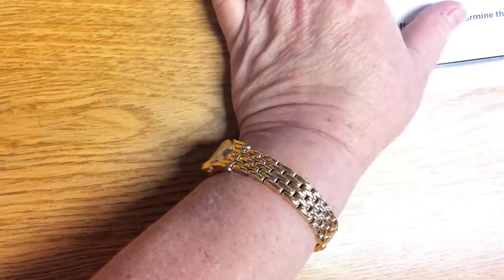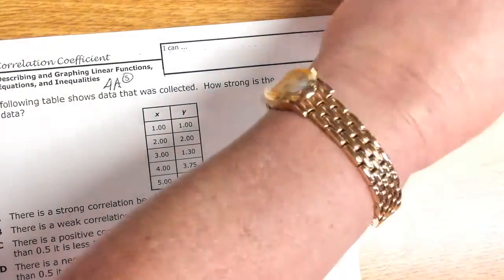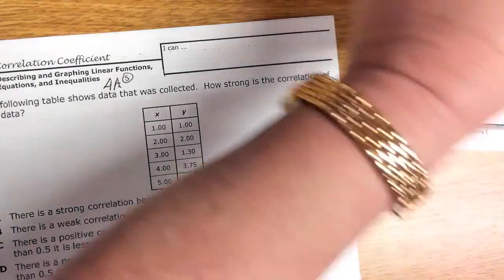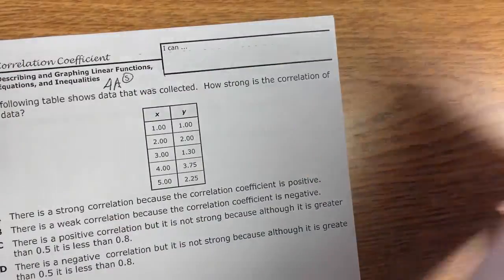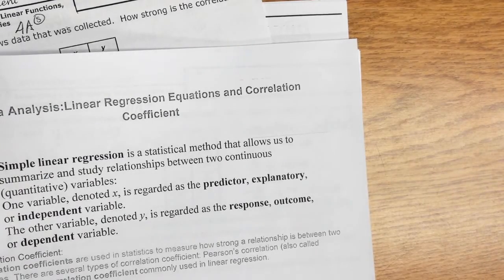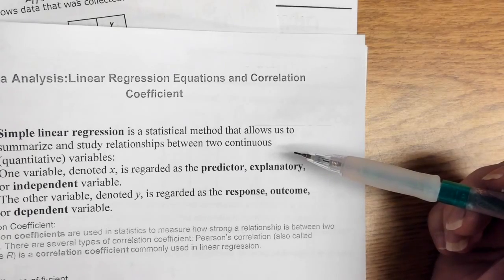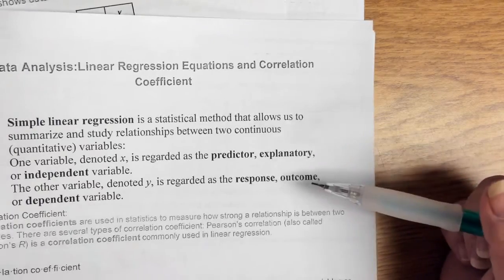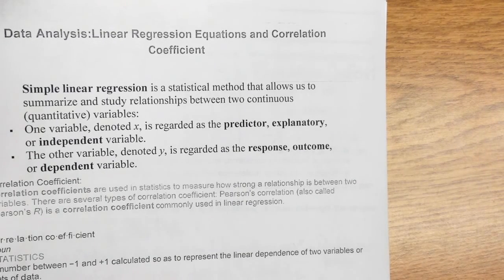This is our EOC review number 7, and we are talking about linear regression, simple linear regression, and finding the correlation coefficient. I gave you some notes on this. It talks about simple linear regression as a statistical method that allows us to summarize the study between two continuous variables, obviously our x and our y. Our x is always our independent, our y is always our dependent variable, so you should know that by now.